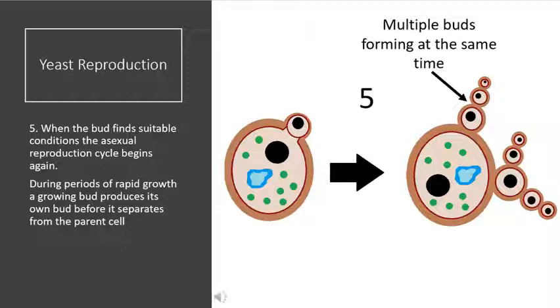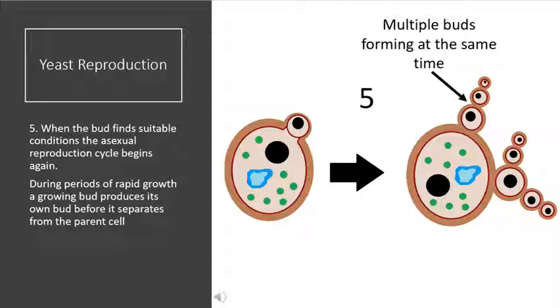This continues to happen at a rapid rate. As you can see from the diagram, multiple new buds can form while still attached to the parent cell. This means that yeast can reproduce very rapidly over a number of hours when conditions are favourable.